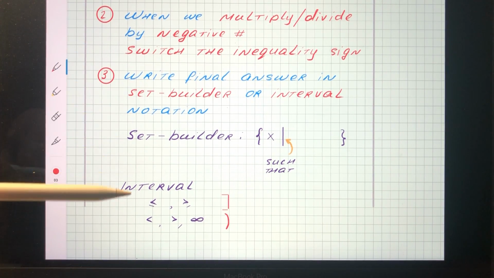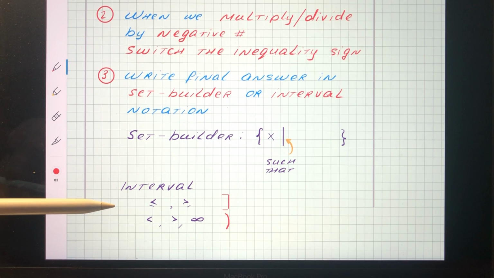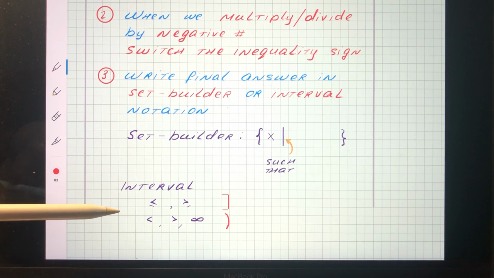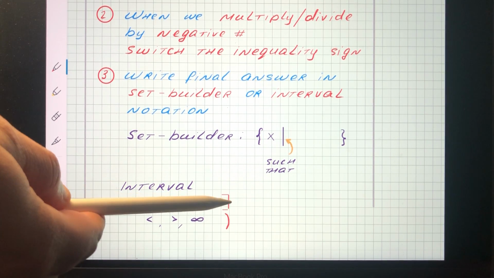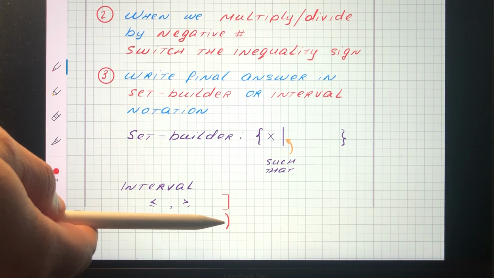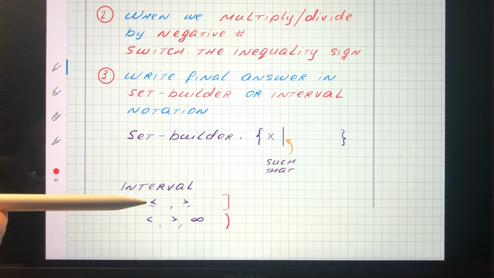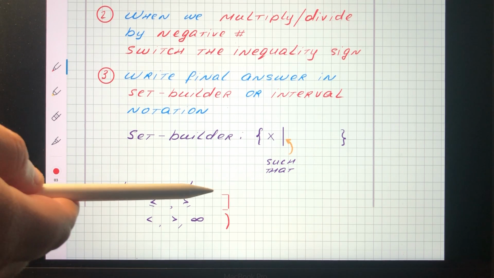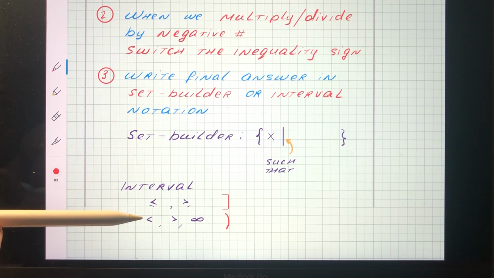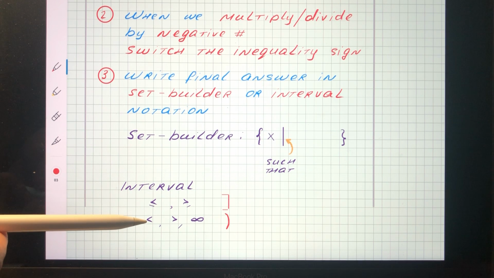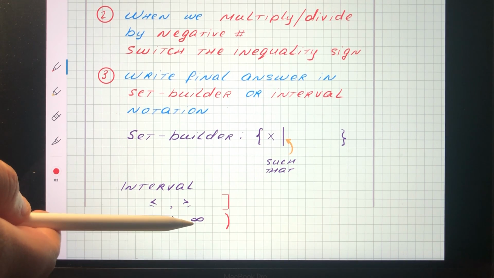Or interval notation. Interval means we write the interval where the answers begin and where the answers end. The parentheses and the brackets are what we use to start the interval and end the interval. If our original inequality has an equal sign, then the end point is included, and that means we will use a bracket. If our original inequality does not have an equal sign, that means that the end points are not included. We use parentheses. We use parentheses if there is no equal sign. We also use parentheses for infinity because we cannot include infinity.